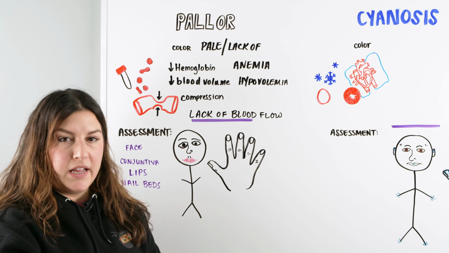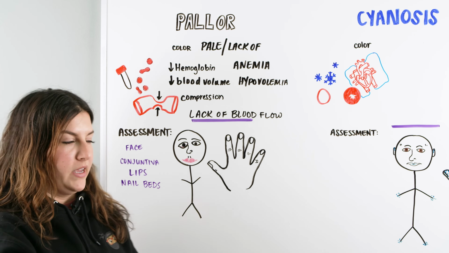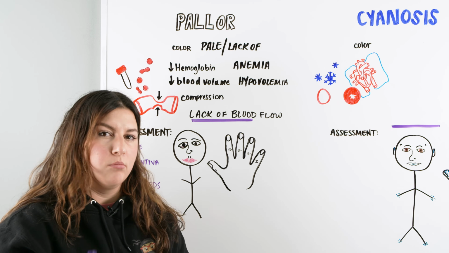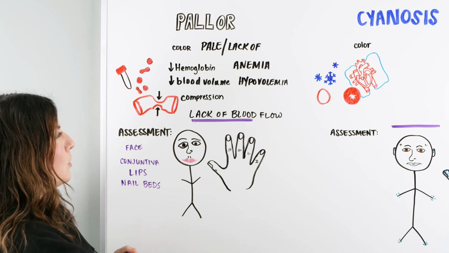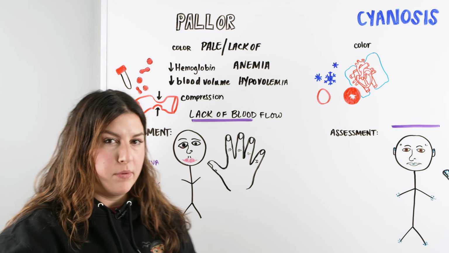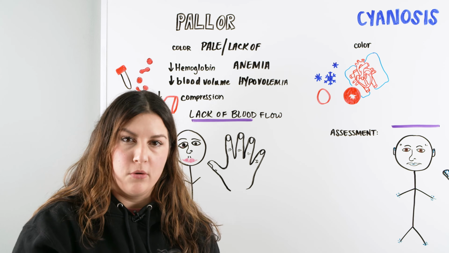And when we blanch them, when we do our cap refill and blanch, we might see an increase in that cap refill time. It's taking longer for blood flow to get to that area. So all of this together is an assessment for us to think, okay, this patient's pale, and now we can use our nursing brain to think what else might be going on with them.